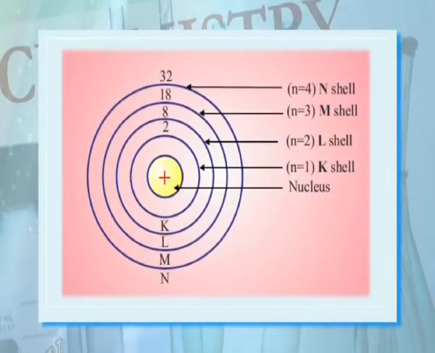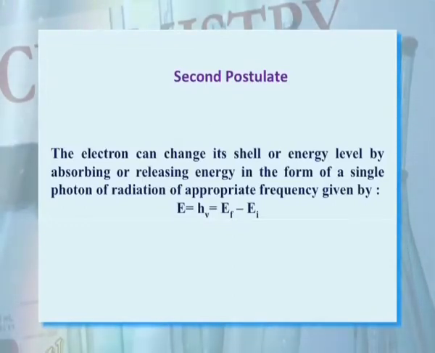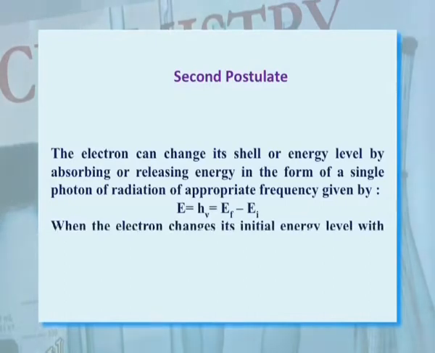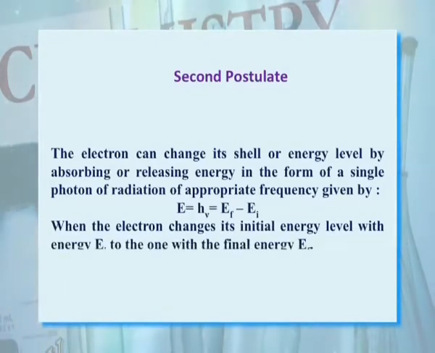Here, the different stationary states are indicated and their different shells or orbits are represented by the symbols K, L, M, N. Second postulate: the electron can change its shell or energy level by absorbing or releasing energy in the form of a single photon of radiation of appropriate frequency given by the relation E = hν = E_f − E_i, when the electron changes from its initial energy level with energy E_i to the one with the final energy E_f.